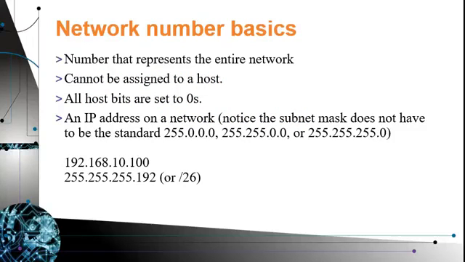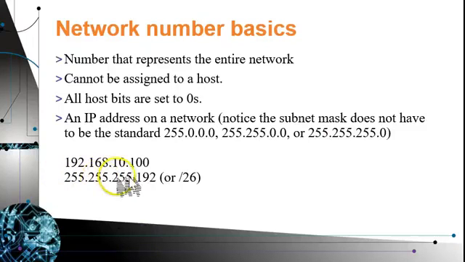We've gone over this before. The network number represents the entire network. It cannot be assigned to a host. All host bits are set to zeros, and an IP address on a network does not have to use the standard 255.0.0.0, or class B 255.255.0.0, or class C 255.255.255.0. Instead, we could have an IP address like the one given, 192.168.10.100, 255.255.255.192. Another way to represent that is /26, or 26 ones in a row.